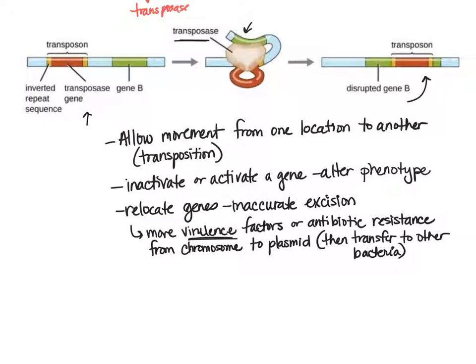So this is just another way to get genetic diversity in prokaryotes. The transposon is kind of moving itself around randomly, and then it's going to change the phenotype, change virulence factors, change antibiotic resistance. The other three are the real ways that we see happening more often. So transposons are kind of random and not found in all cells, but we do see transformation, transduction, and conjugation happening throughout bacteria.